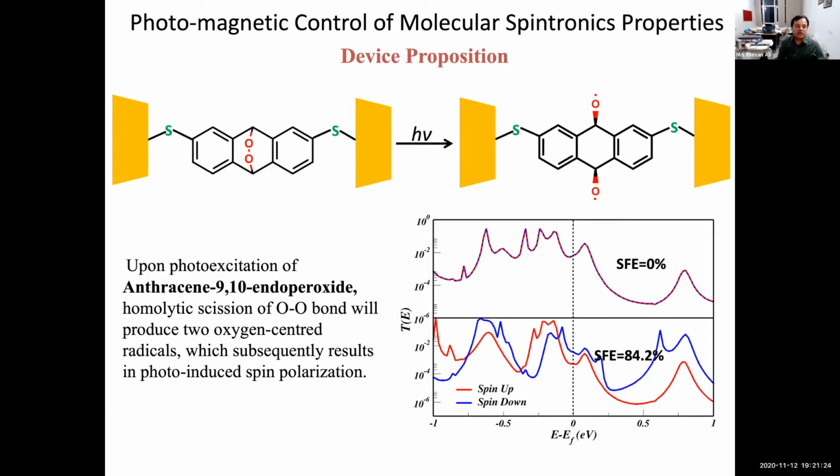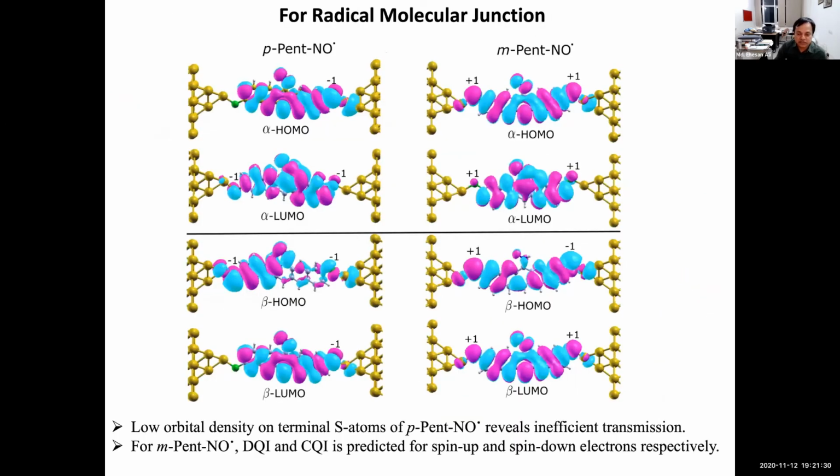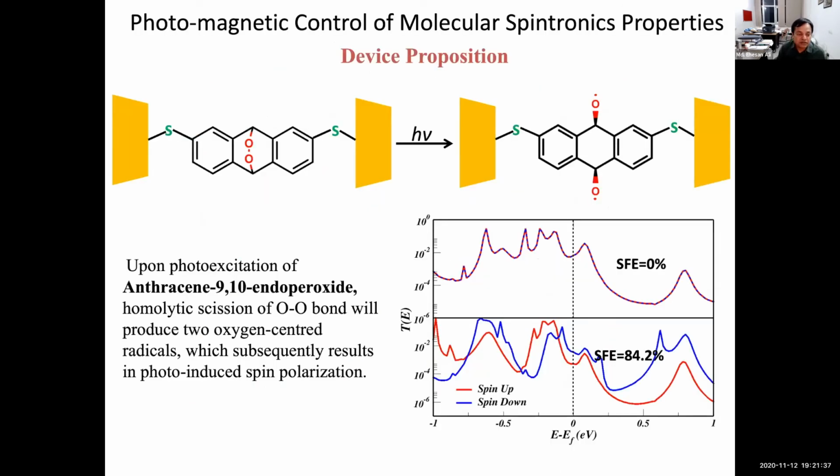Okay, so this work we published recently in JPC, and what we have learned from this previous case is that to get the spin polarized current, we need to have the radical center. Then again, we went back to the chemistry literature, and we found several molecules which are photoactive. So if you have a peroxy bonded molecule, this is already synthesized and a quite well-known molecule.